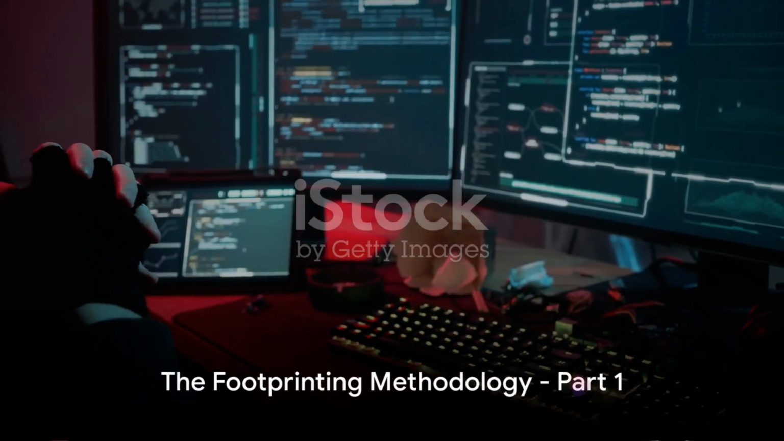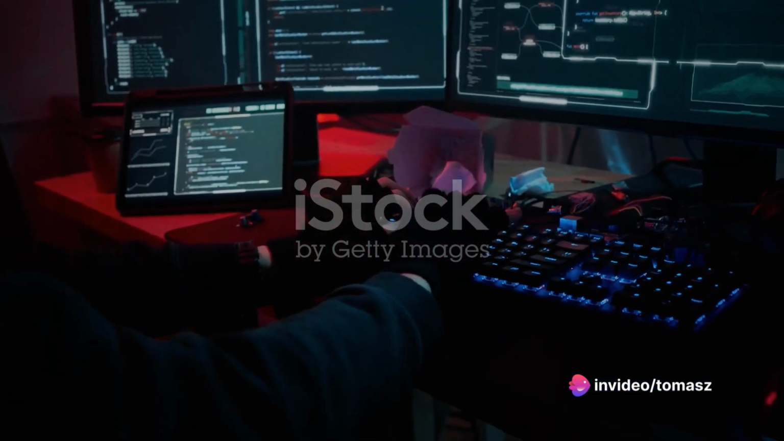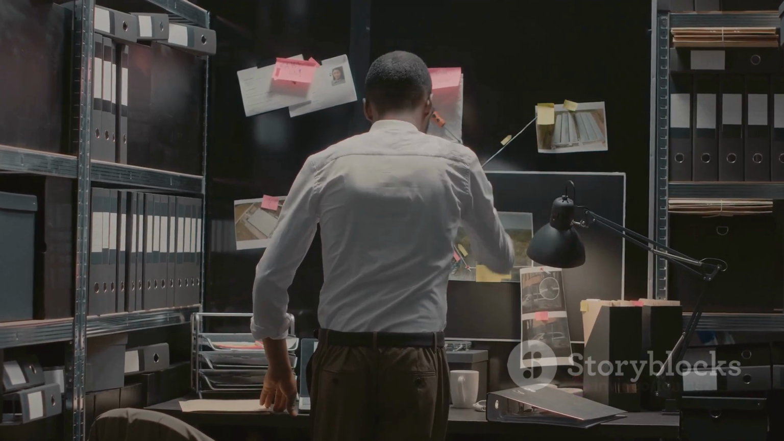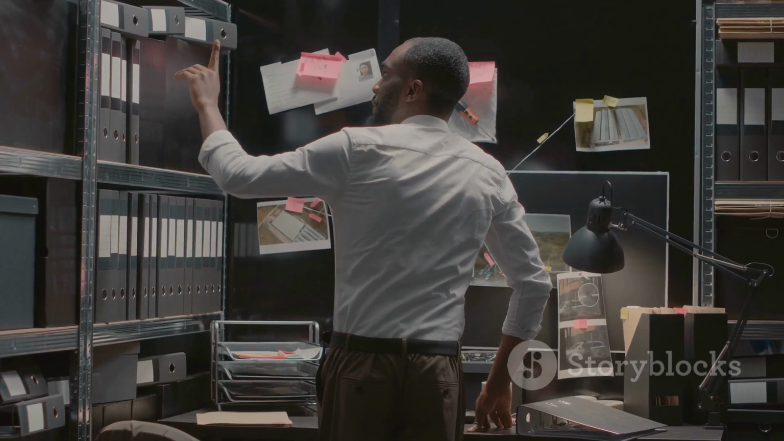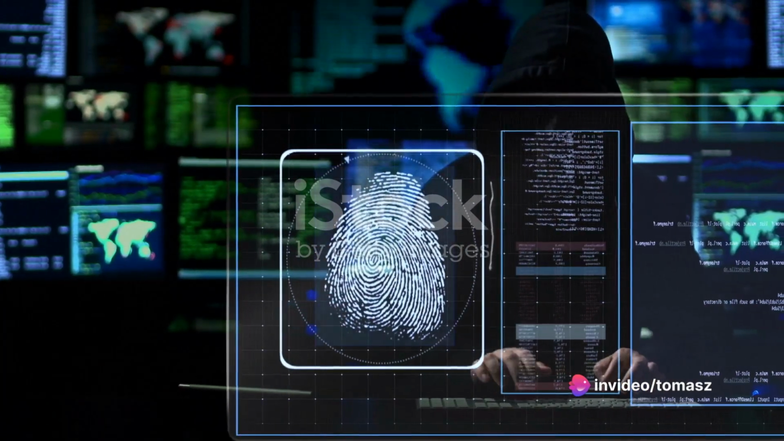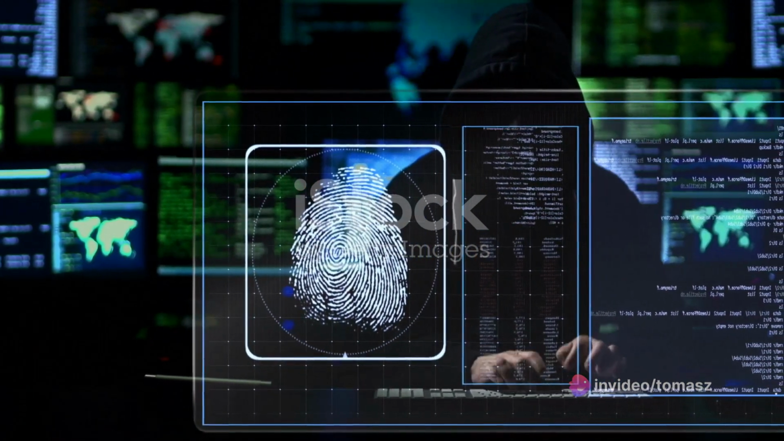The footprinting methodology is a systematic approach that hackers use to gather valuable information. This process, often likened to a detective collecting clues, is a crucial first step for anyone looking to understand a system's vulnerabilities. Today, we'll delve into the first two steps of the footprinting methodology: gathering public information and network enumeration.